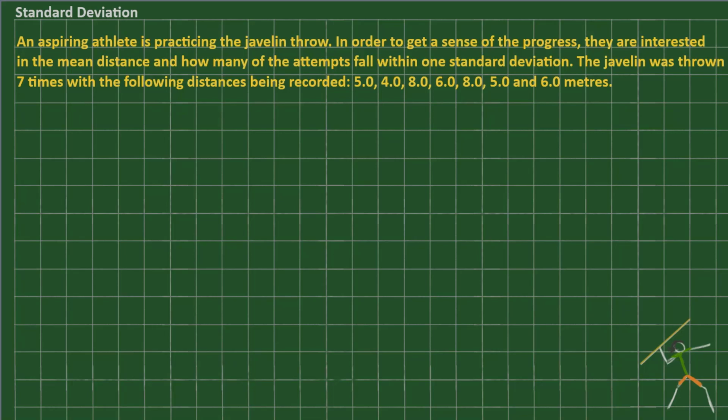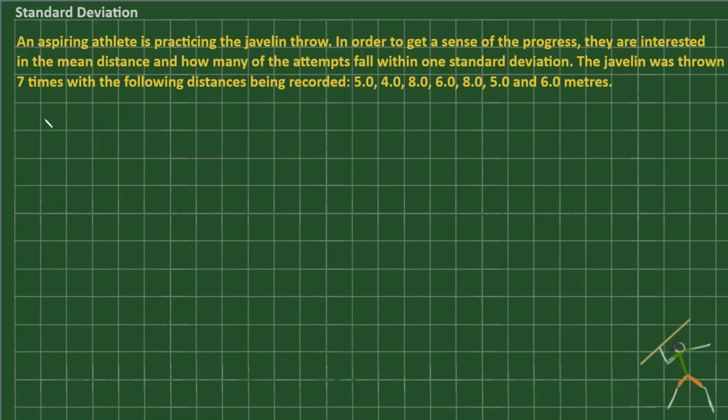So a javelin has been thrown 7 times and we need to calculate the mean and how many of the attempts fall within one standard deviation. Now even though the question is not asking me to calculate the median and the mode, I'm going to do it anyway because that is part of good practice.